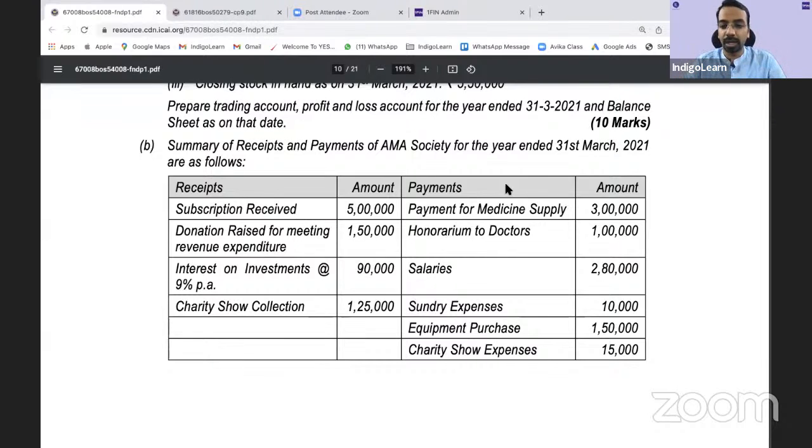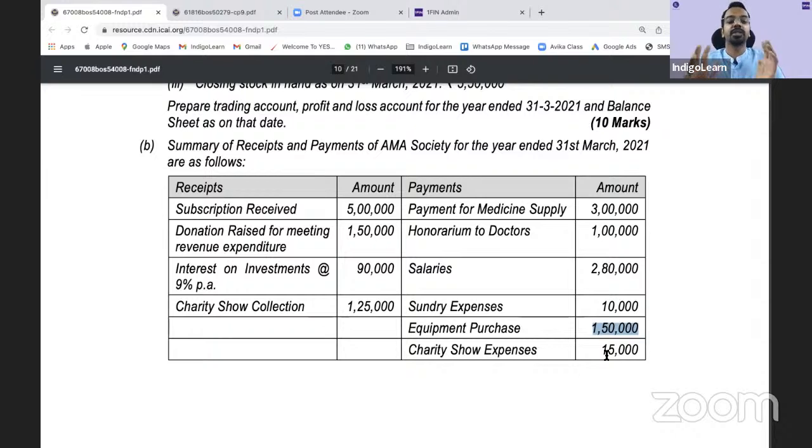Honorarium paid to doctors, 1 lakh. These are all expenditure items. 2,80,000 of salary, expenditure. Sundry expenses 10,000, expenditure. Equipment purchase. So the moment you see equipment purchased, you can consider that this is a balance sheet item and it will go to the balance sheet.